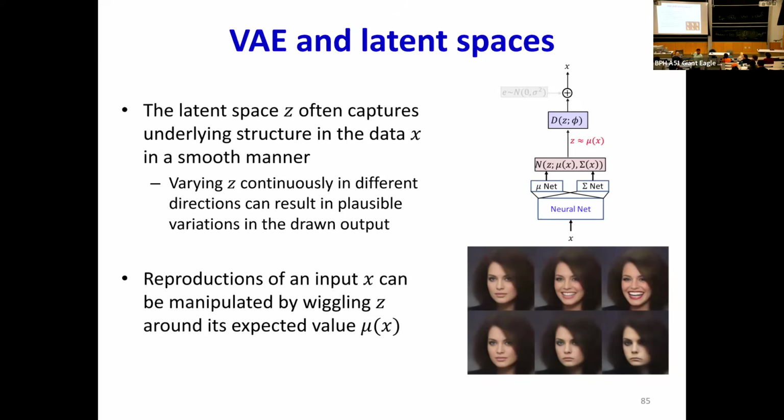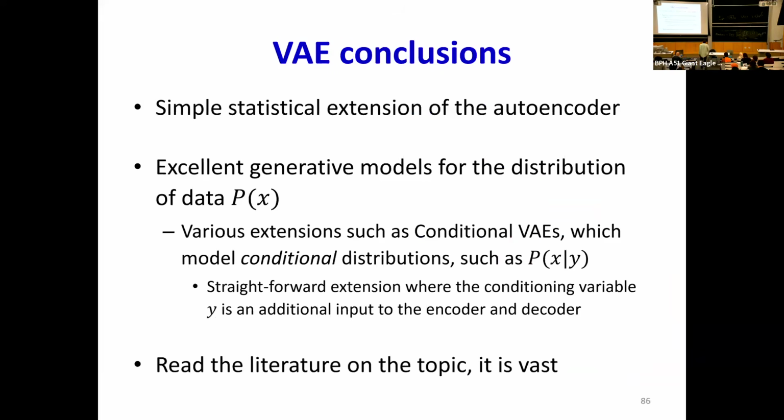This is the foundation of much of what we do with diffusion models and such like today. So it's something that you really need to understand, okay? So it's a simple statistical extension of the autoencoder. It's an excellent generative model for the distribution of data P of X. And someone asked me about, are these specific to a class? I have a little time, I'll get back to that, right?